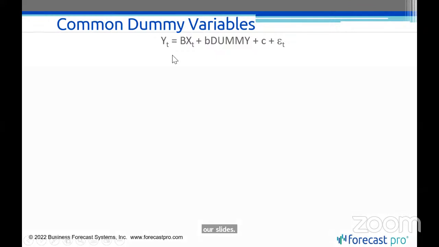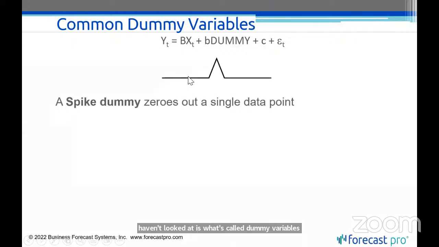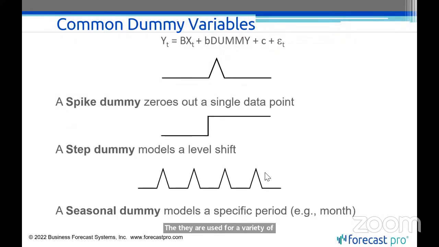Okay. The only other variable that we haven't looked at is what's called dummy variables. They are used for a variety of purposes. They're variables that you create, often using zeros and ones, but you're not strictly limited to that. But the zeros are important. And so this is a little regression equation. For those who are not familiar with regression, don't worry too much about this. For those who are, that's really why I put it up here. And what this says is our sales are going to be equal to some explanatory variables, and they have coefficients. That's this capital B. There's the dummy variable, which has a coefficient of this lowercase b. There's a constant term. There's an error.